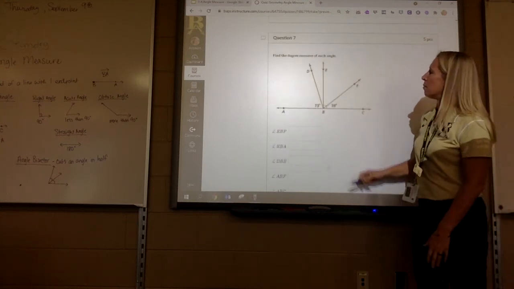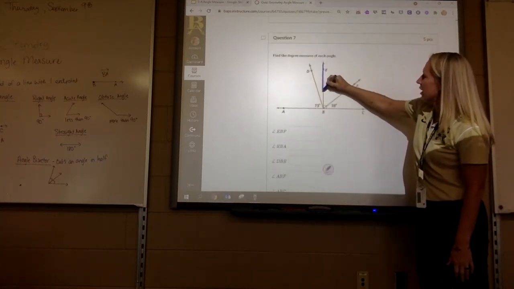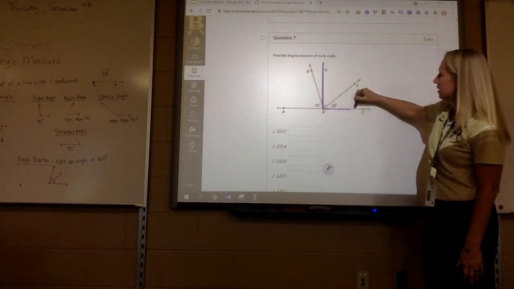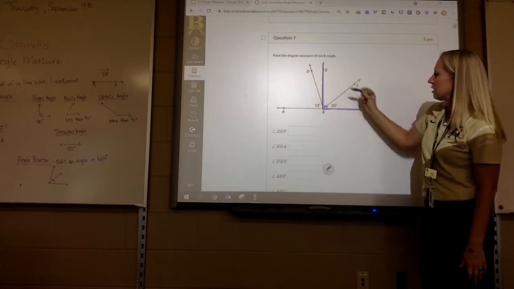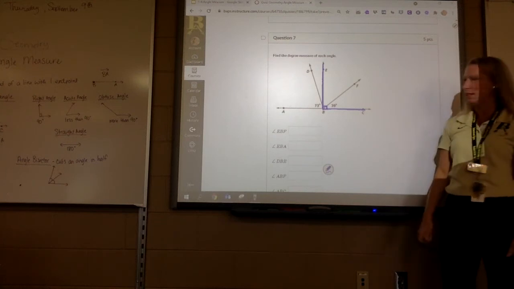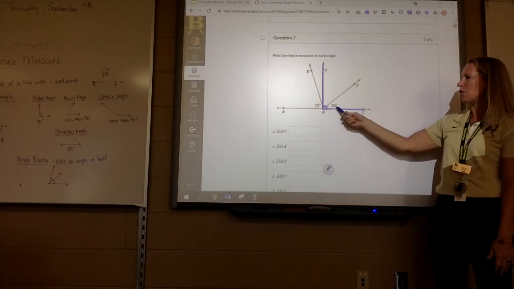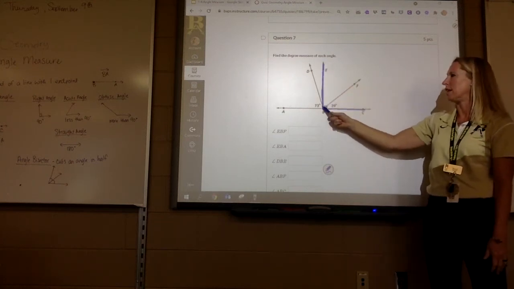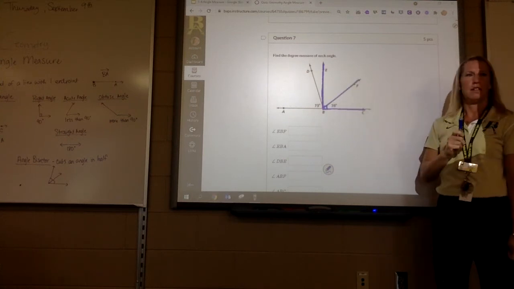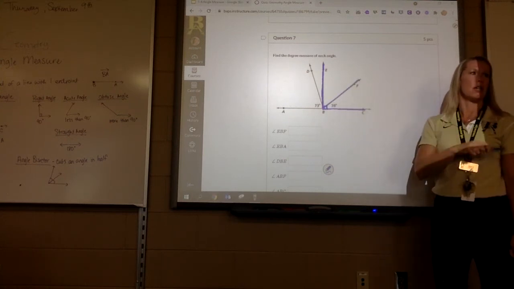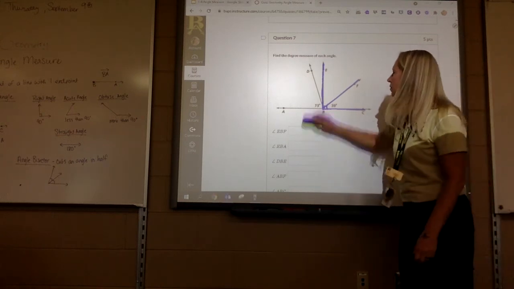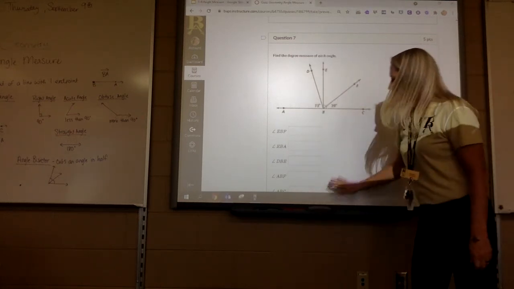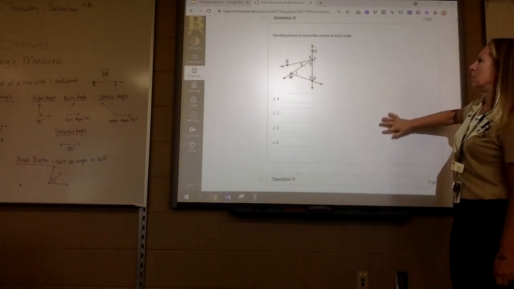So like on number 7 right here, this right here is a right angle. So that would be 90 degrees. So if you know this angle's 39 degrees, would you be able to find this angle? Just do 90 minus 39. Okay. All right. If you need help with those, let me know.